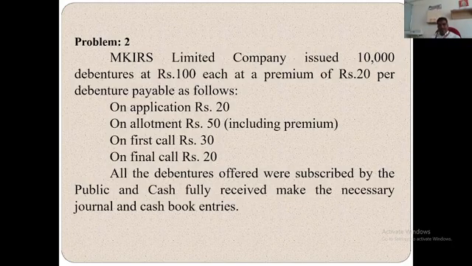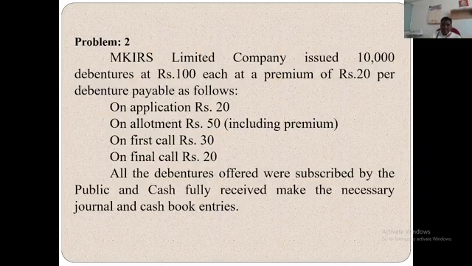First, you have to find out how many debentures were offered to the public. So, face value of debenture, how much? 10,000 debentures offered to the public at the rate of rupees 100 each at a premium of rupees 20 per debenture. So, issued at premium. On application 20, on allotment 50, first call 30, and final call 20. All the debentures offered were subscribed by the public. How many debentures offered to the public? 10,000 debentures. The same debentures subscribed by the public, 10,000.